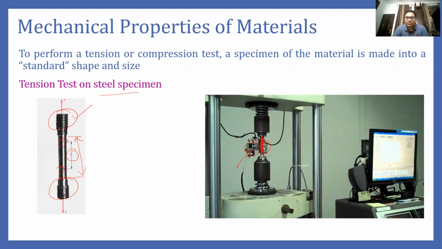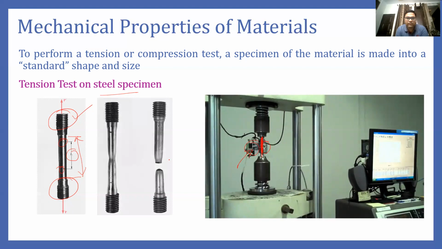Once we apply the maximum load, the specimen will fail due to increasing localized stress. So the failed specimen will look like this. Before failure, the cross-sectional area at a localized point decreases, and then it fails suddenly.